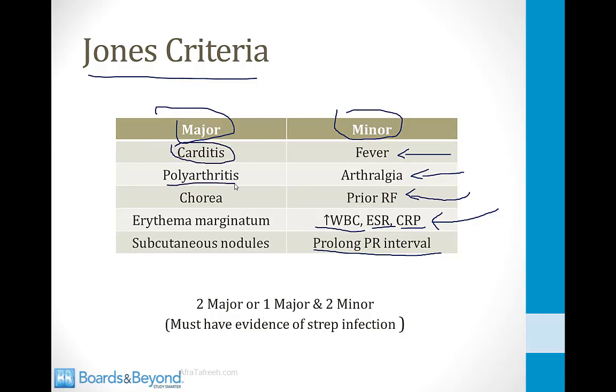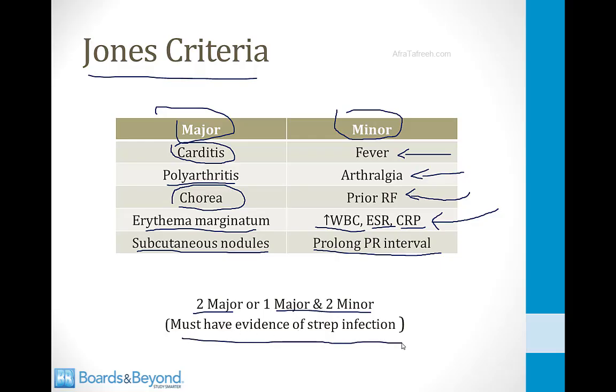The major Jones criteria findings include carditis, which can be myocarditis or damage to the heart valves. Polyarthritis, so this is not just going to be pain in joints, but this is going to be inflammation of multiple joints. Chorea, which is a movement disorder. Erythema marginatum, which are pink rashes. They're usually big circles on the trunk or on the legs. And then subcutaneous nodules. And so in order to have rheumatic fever, you need to have 2 major or 1 major and 2 minor criteria, along with evidence of a prior strep infection.